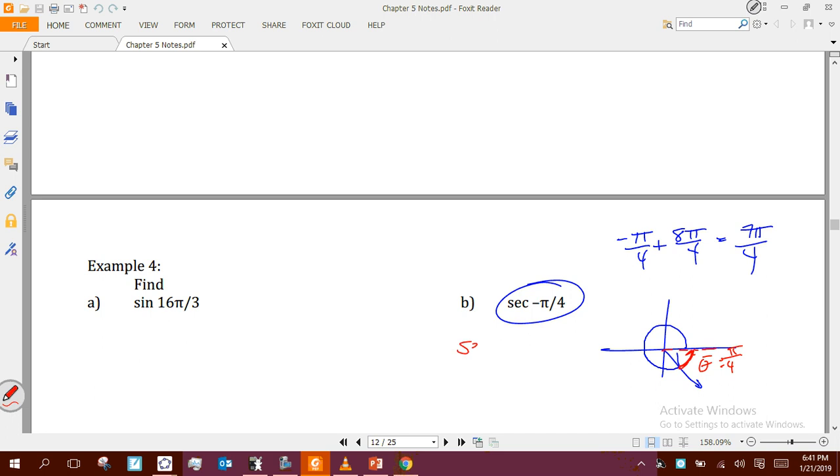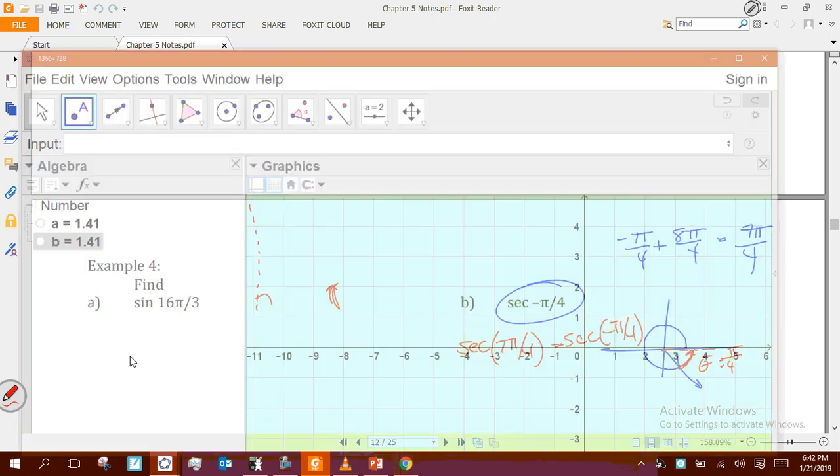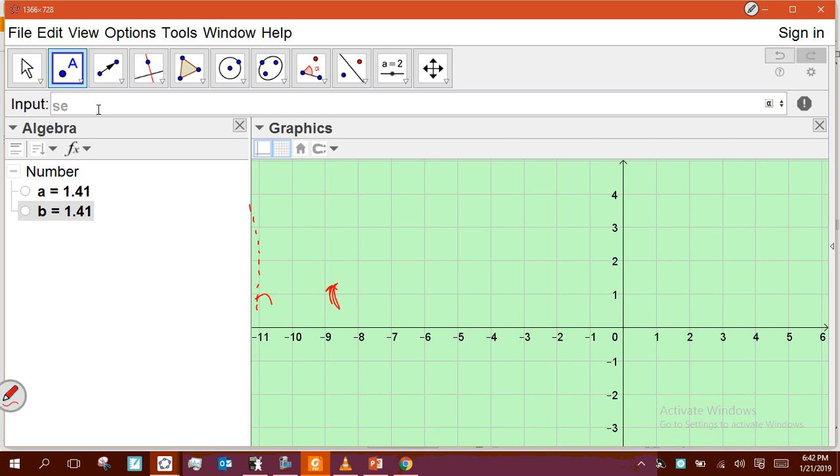Okay, so you can do that. So the secant of 7 pi over 4 is equivalent to the secant of negative pi over 4. Just to prove that to you, you can check that again with these calculators. Secant of 7 pi over 4 should give me 1.41 back again. Anyways.